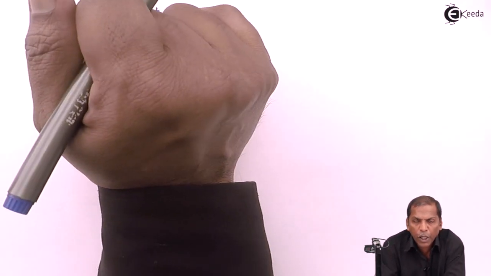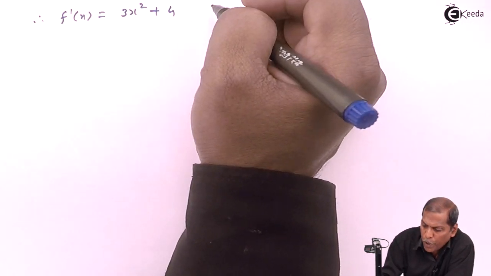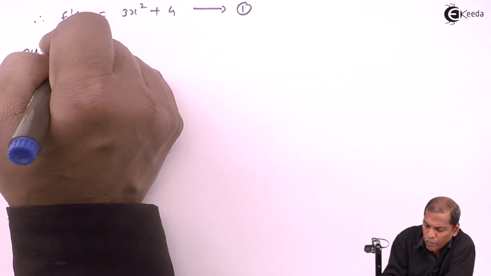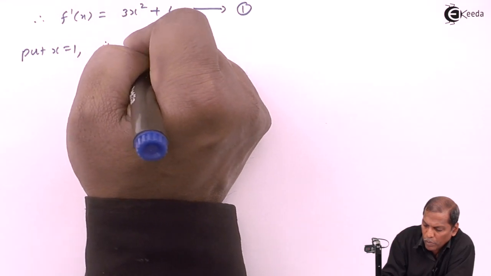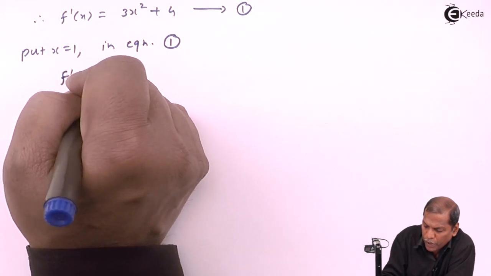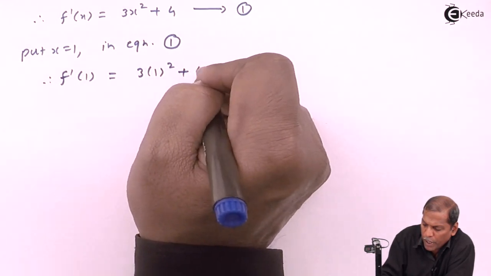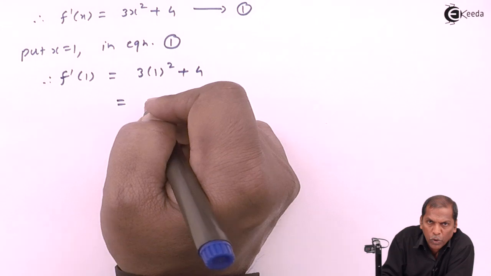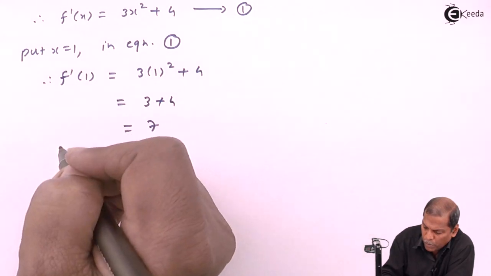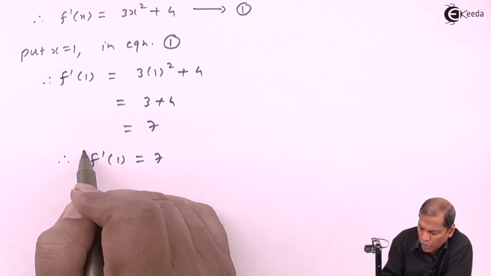Now here our first question is f dash 1. So for that purpose, we put x is equal to 1 in equation 1. So we get f dash 1 that equals 3 in bracket 1 square plus 4, that equals, now 1 square is 1, 1 multiplied by 3 is 3, plus 4 that equals 7. So in this way we get f dash 1 is equal to 7.